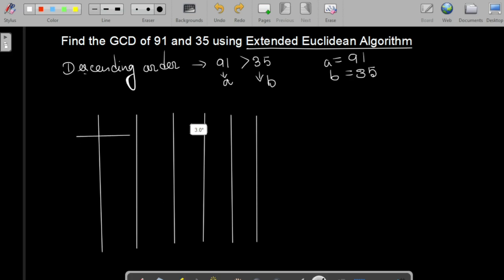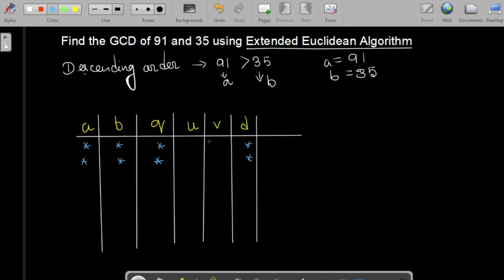Now let's name the columns. The first column will be A, and the second column will be B. There will be the quotient column Q, U, V, and the remainder D. We will leave the first two rows blank for A, B, Q, and D. And in places of U and V, we have to write 1, 0, 0, 1, as if U and V form an identity matrix of order 2.